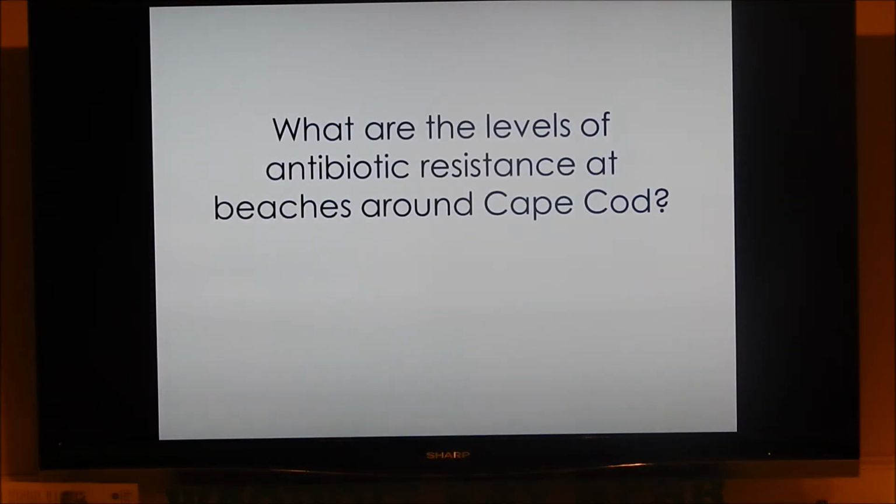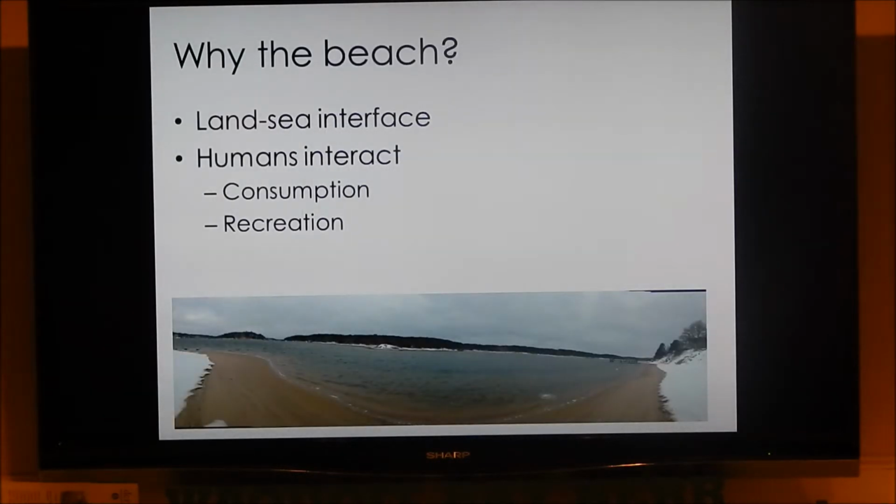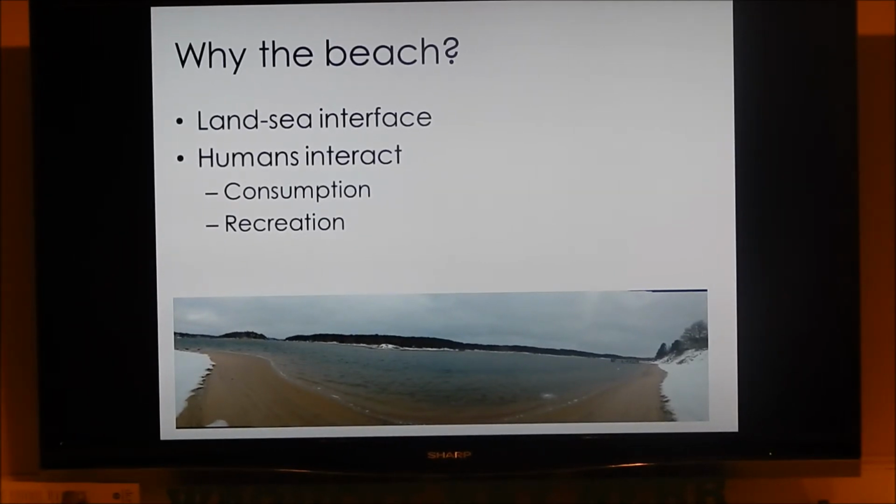Okay, so now that we've talked about all the background, I want to explain a little bit about what I've been doing and the question I've been asking, which is: what are the levels of antibiotic resistance at beaches around Cape Cod? Why are we interested in looking at the beach? First of all, it's because it's a land-sea interface, so we're able to see what's going on from the land as well as what's going on in the ocean, because they're meeting up here. And also, like I said before, humans are interacting with it on a pretty regular basis through consumption and recreation. So that represents a potential public health issue.